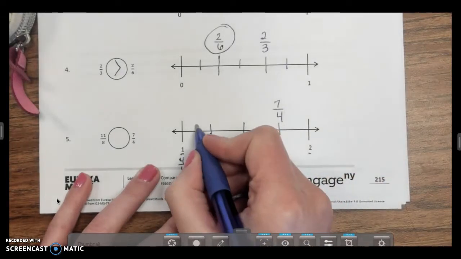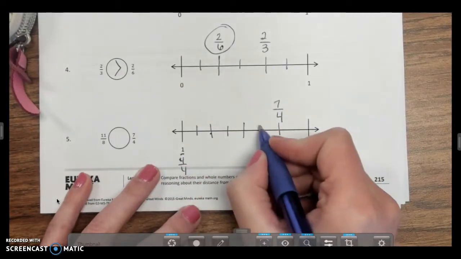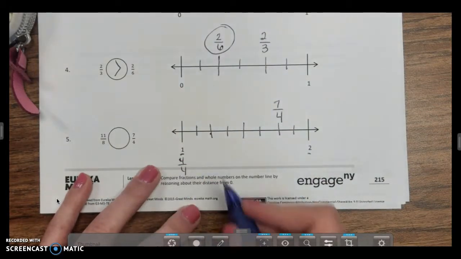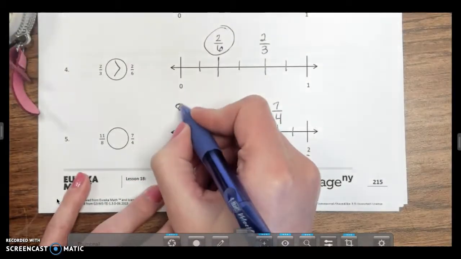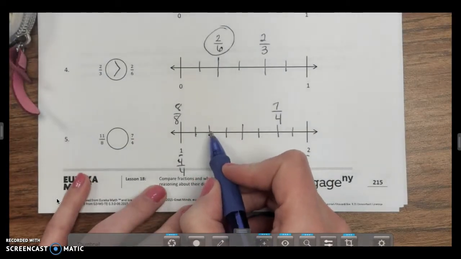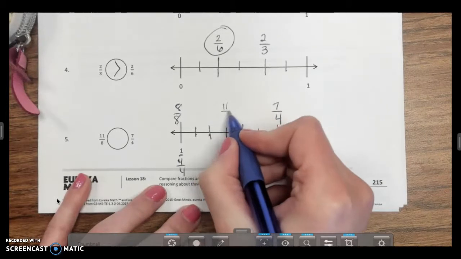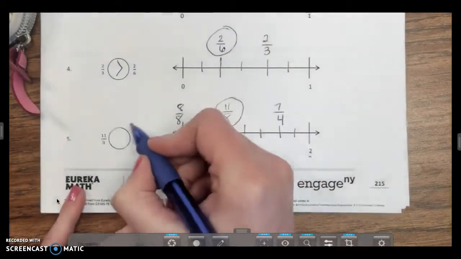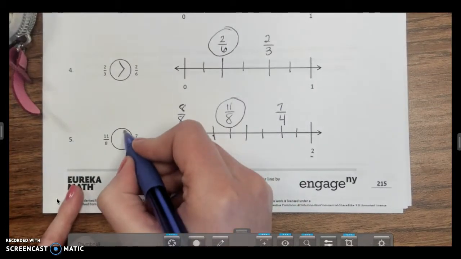And I'm going to make it into eighths now, 8 equal parts. Now I'm going to plot 11/8. So this would also be 8/8 right here, that equals 1. So 9/8, 10/8, 11/8. 11/8 is closest to 0. So 11/8 is less than 7/4.